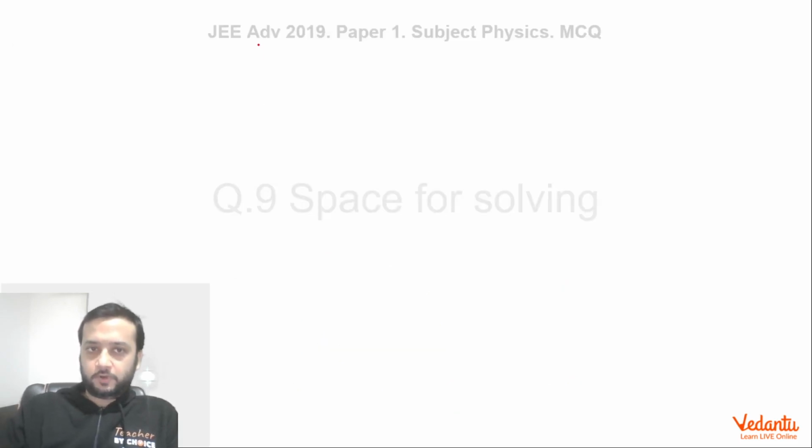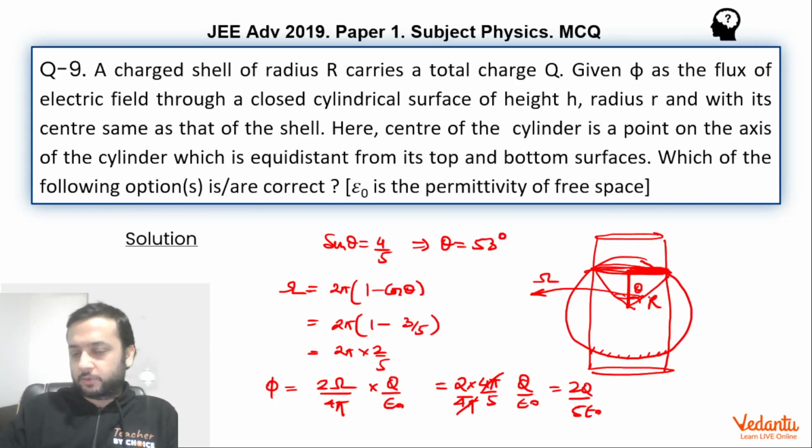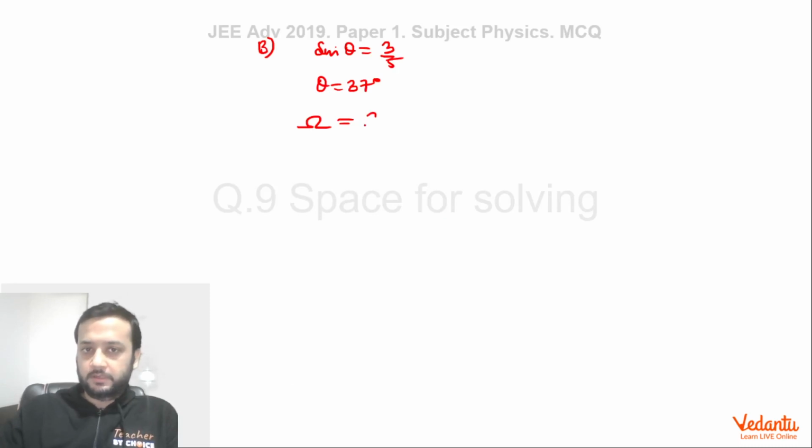So if you check option B, sine theta will be 3 by 5, which means theta will be 37 degrees. So now that solid angle I'm talking about, omega, will become 2 pi into 1 minus 4 by 5.